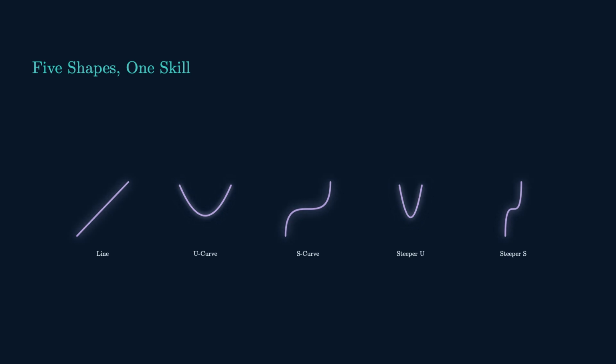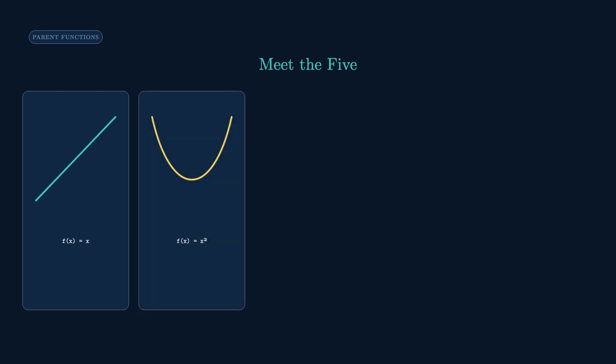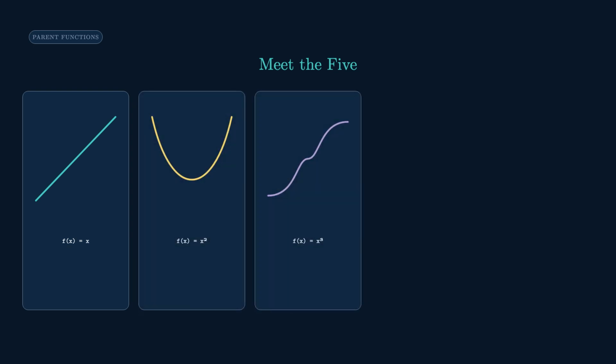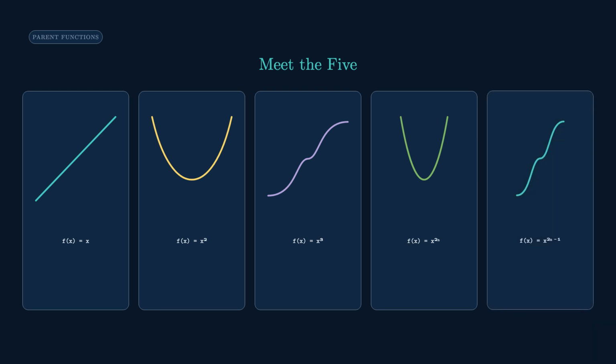So let's meet them. First up, f of x equals x, a straight line. Then x squared, the U. Then x cubed, the S. Then x to the 2n, a steeper U. And x to the 2n minus 1, a steeper S. Everything else? Those same 5, stretched, flipped, or slid.